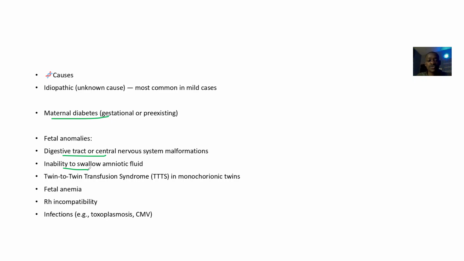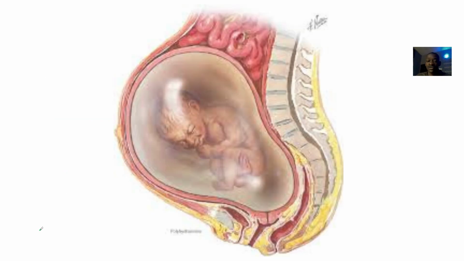All right, twin-to-twin transfusion syndrome. We've spoken about that. Fetal anemia: the baby has anemia. It could be that there's rhesus factor incompatibility. The baby is rhesus positive, the mother is rhesus negative, so the immune system of the mother seems to be fighting the baby. So you can have a lot of amniotic fluid due to maybe breakdown of tissues, release of fluid. Could be infections, toxoplasmosis, cytomegalovirus infections. Alright, so that's just it.